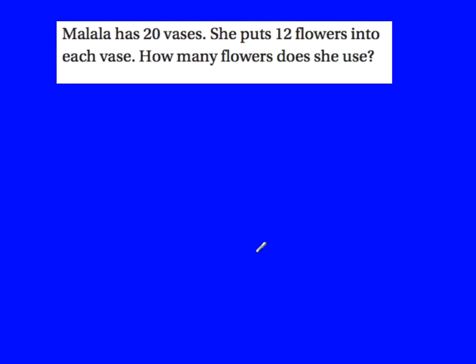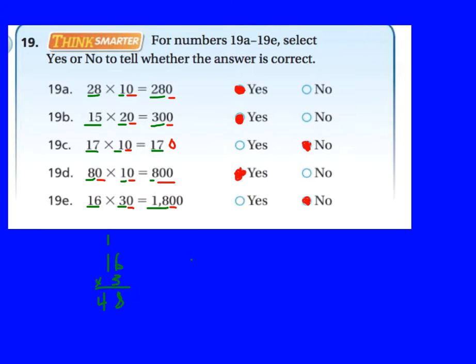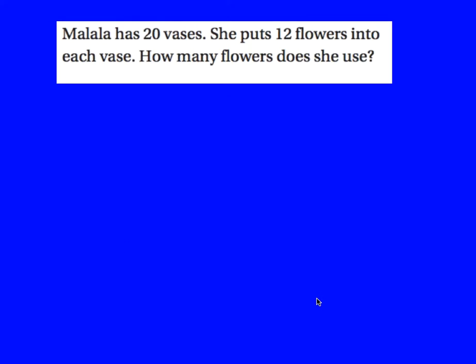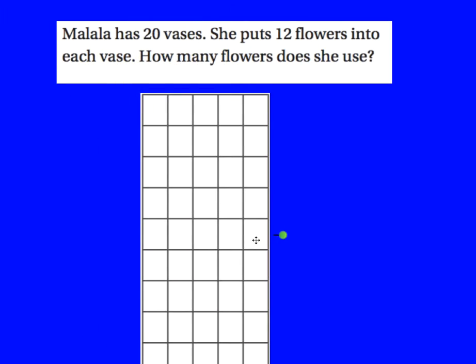Okay, let's move on. A word problem. Fantastic. Malala has 20 vases. She puts 12 flowers into each vase. How many flowers does she use? I'm going to go back to grab some graph paper. Okay. Think about her, Malala. Think about her vases. She has 20 of them.